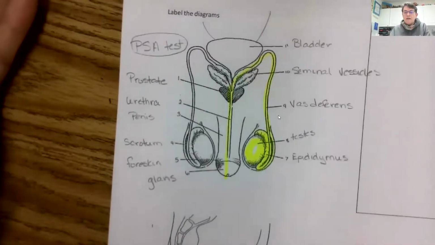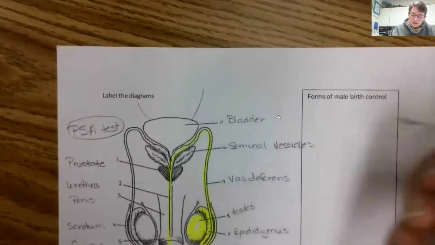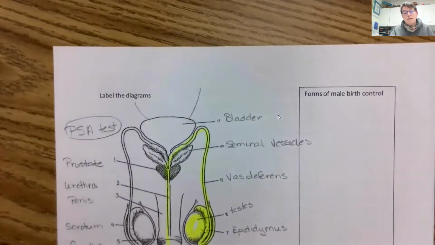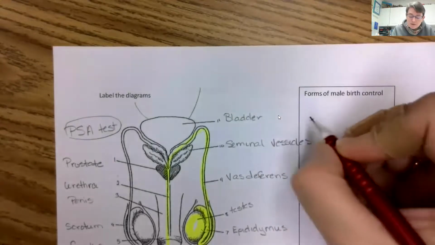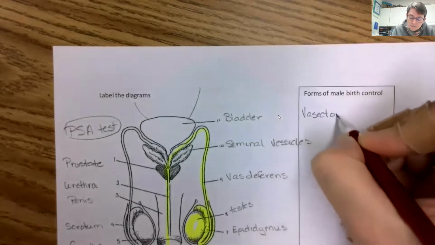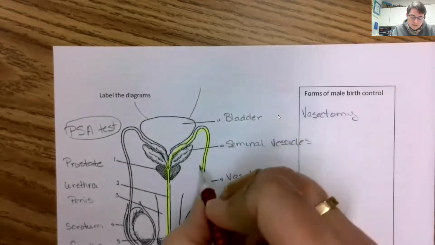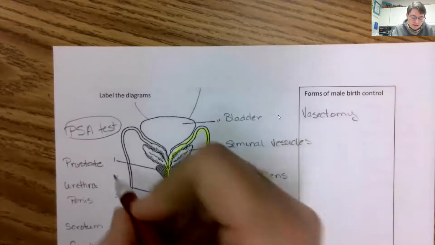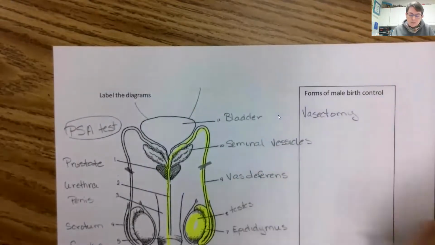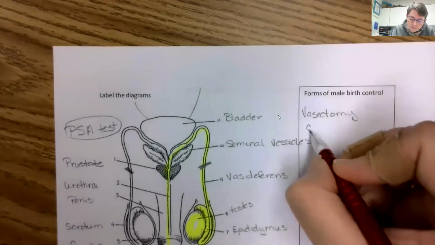While we're at it, forms of male birth control. I'm not gonna write it, but there's always abstinence, which is like not having sex. A permanent form is vasectomy. And for vasectomy, what they do is they cut or they block the tubes right there so that the sperm can't get there.